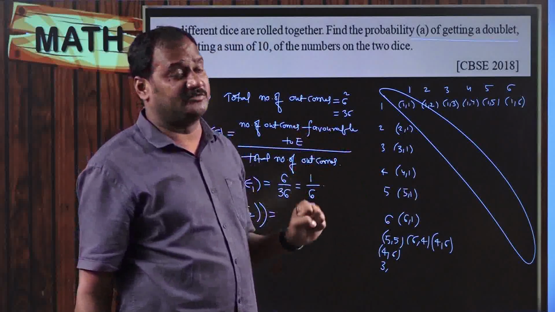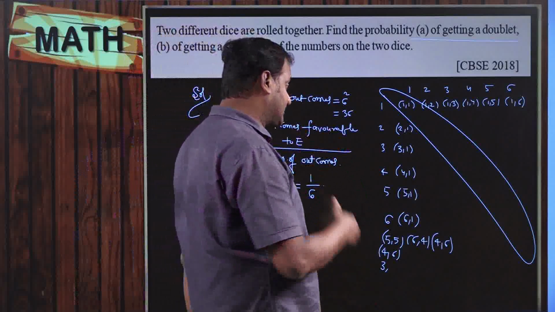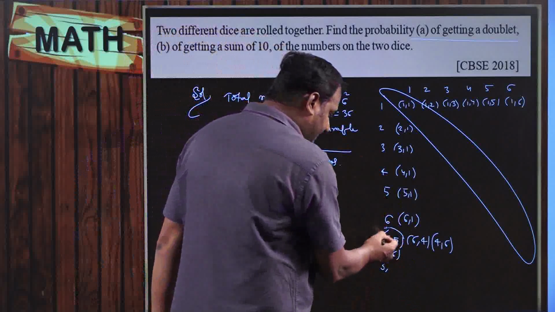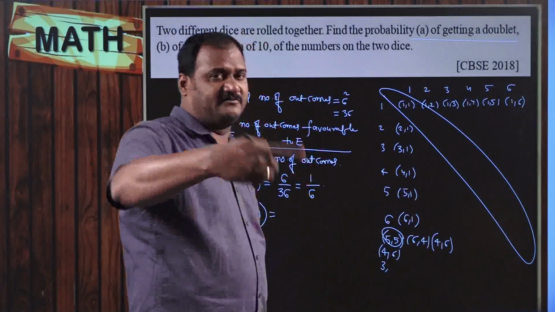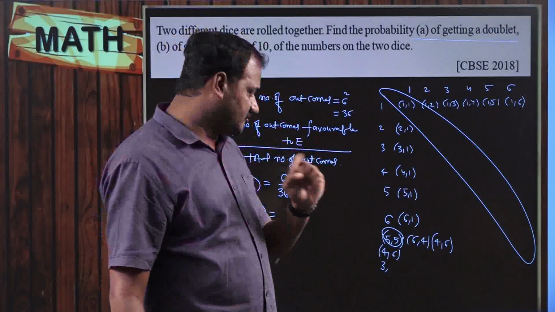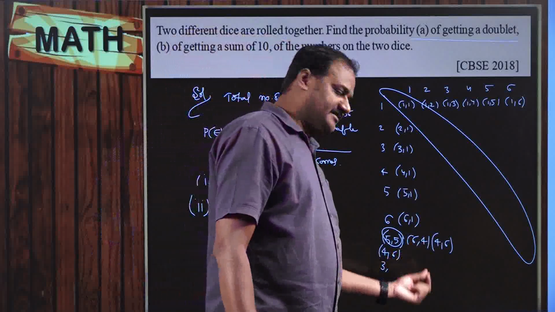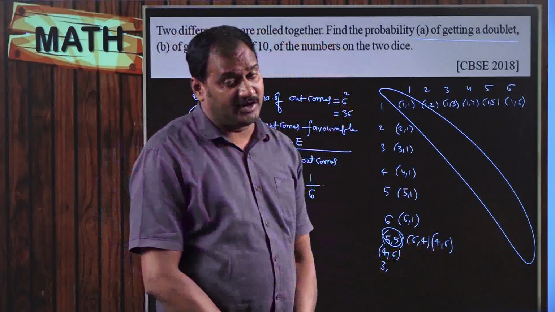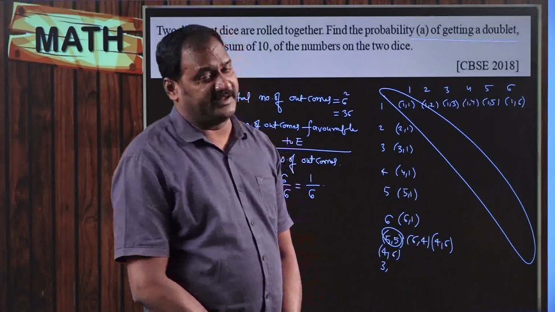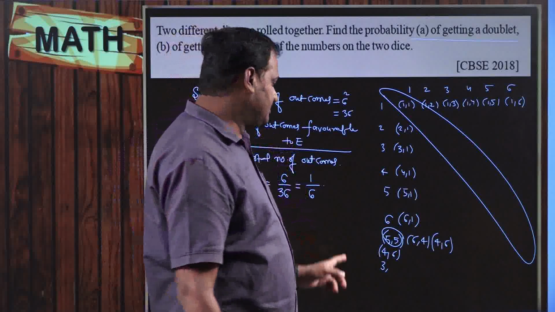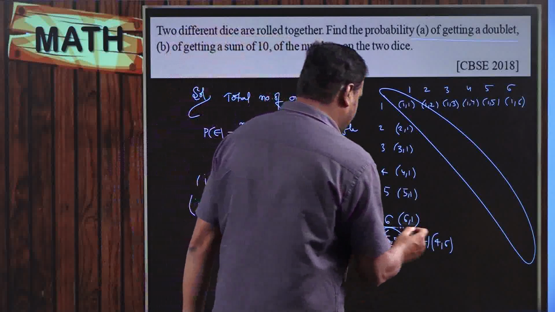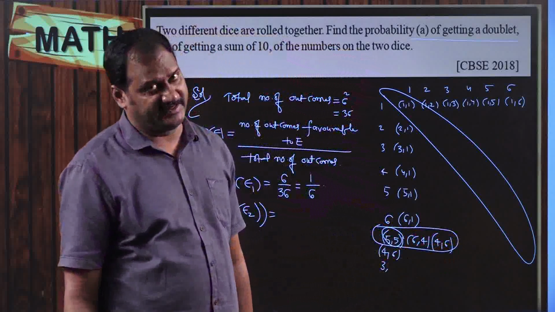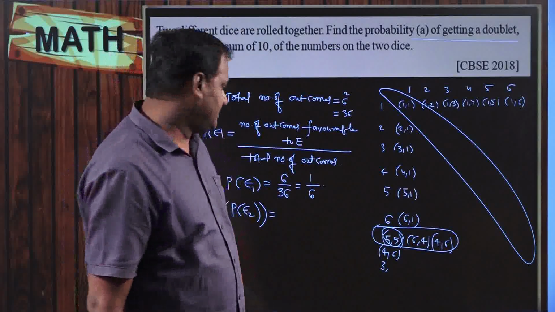So what are the possible outcomes here? I am talking about favorable outcomes. They are 5 comma 5, which is only 1, because 5 comma 5 and 5 comma 5 both are the same. So there is only one 5 comma 5, and then 6 comma 4 and 4 comma 6. Is there any other favorable outcome whose sum is equal to 10? There is no such. So the total number of favorable outcomes whose sum is equal to 10 is 1, 2, 3.